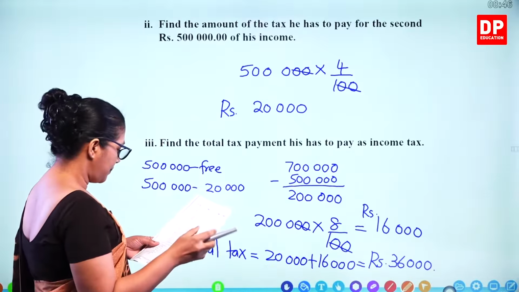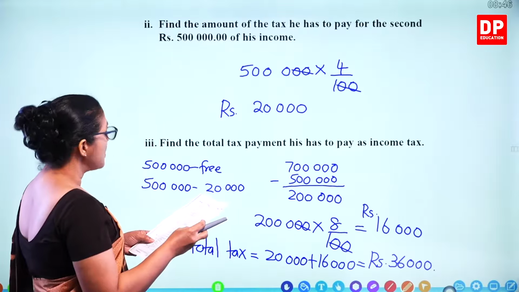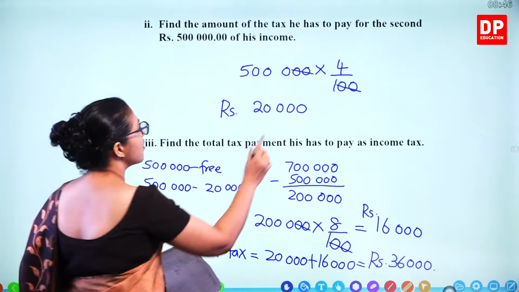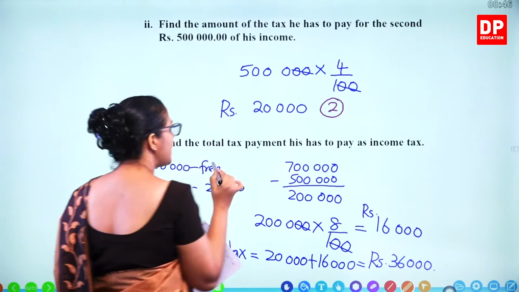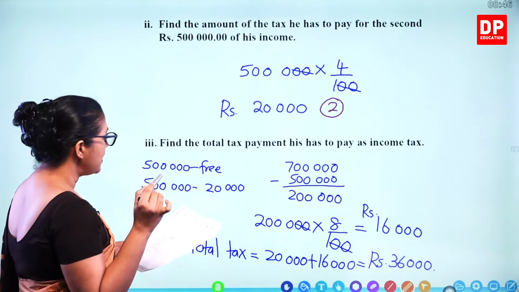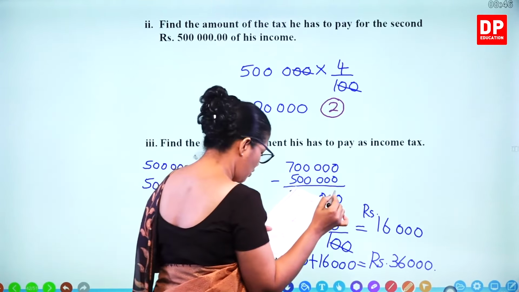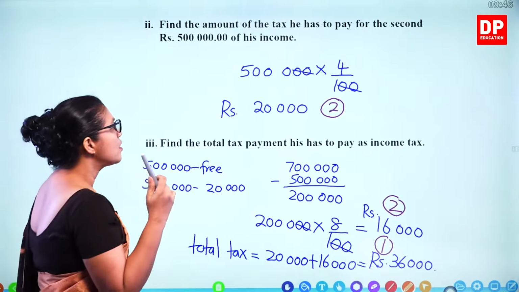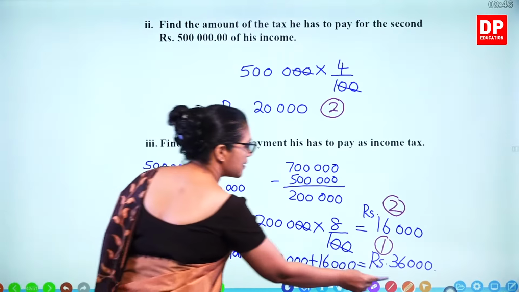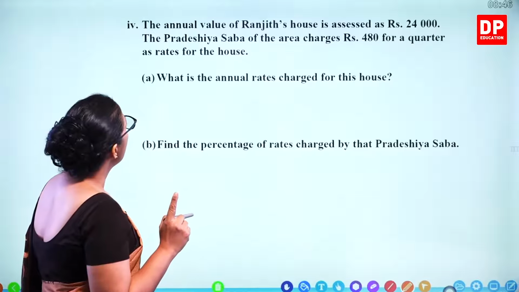So you get for 20,000, that's 2 marks. You are getting 2 marks for this. And finding 8% of this 16,000, you get 2 marks. And 1 mark for adding these two and get 36,000 rupees. That's the total tax.